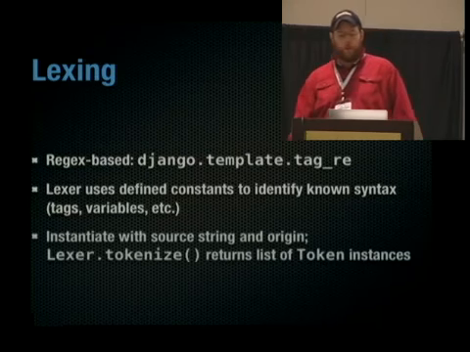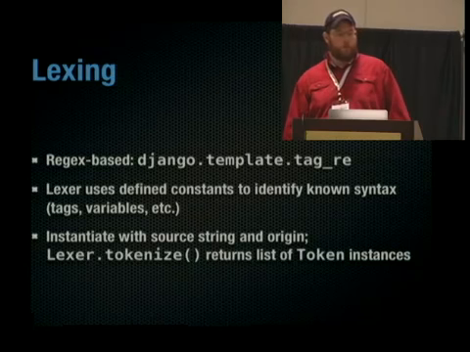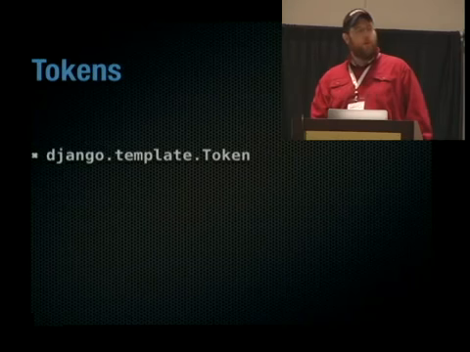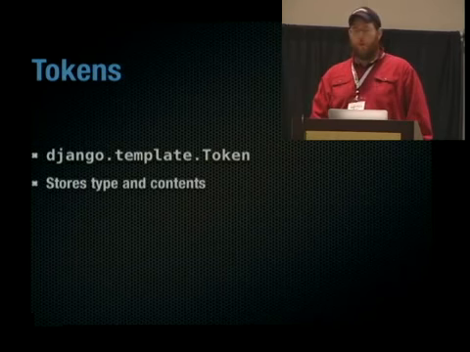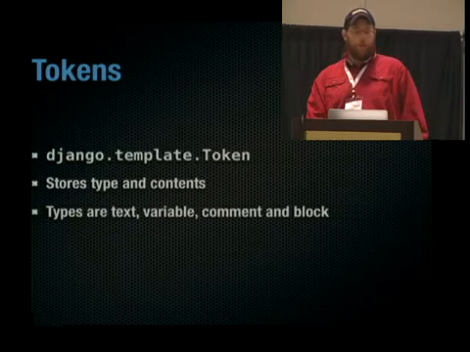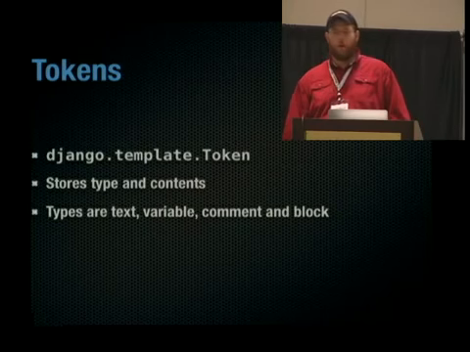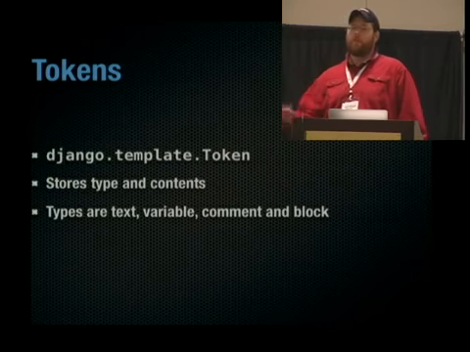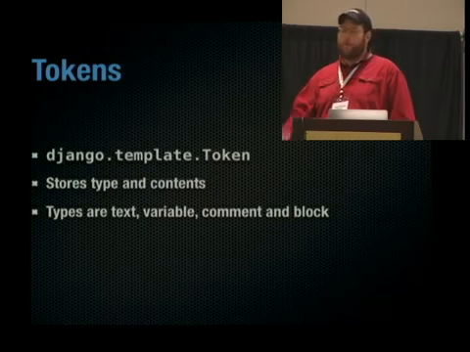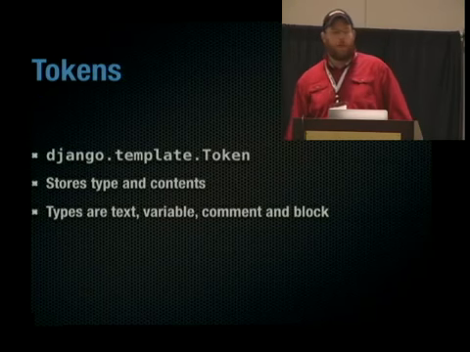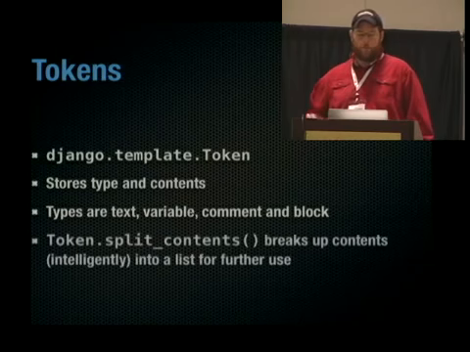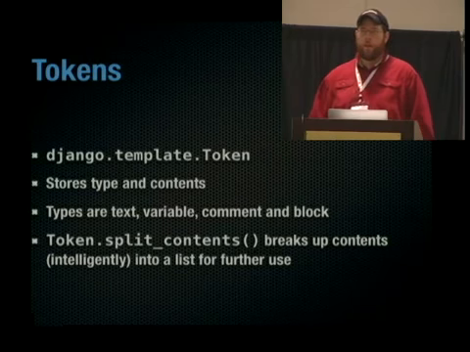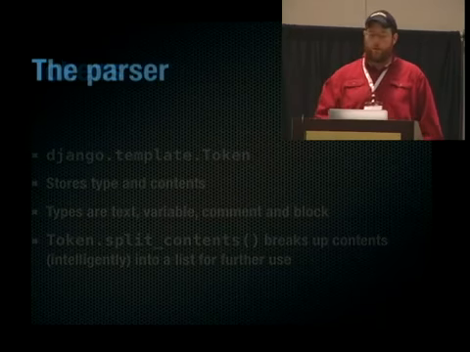It uses defined constants. Basically, just give it a source string and an origin, and you will get back a list of token instances. Tokens themselves are django.template.Token. Each one knows its type and knows its contents. The token types are text, variable, comment, and block. Comment isn't that interesting. Variable's kind of obvious. Text is any literal text in a template. Block means a template tag. From Django's point of view, anything that is a template tag is considered a block token. It has a method called split_contents that keeps template syntax in mind as it splits them up into a list that you can use.